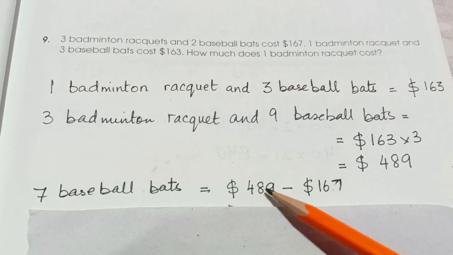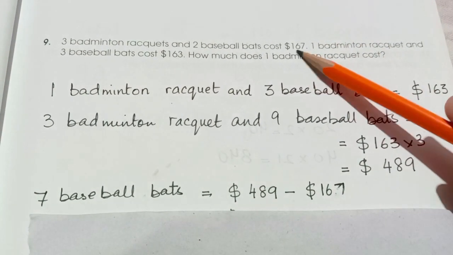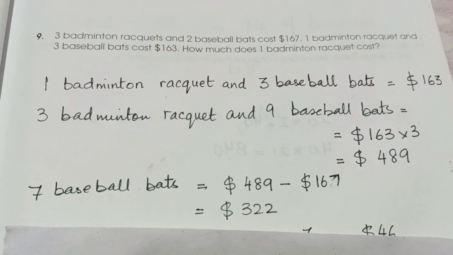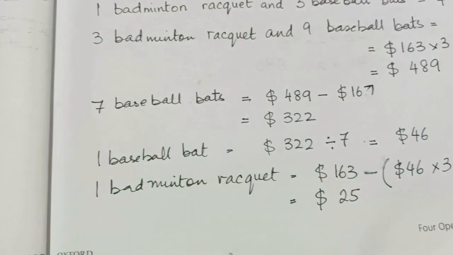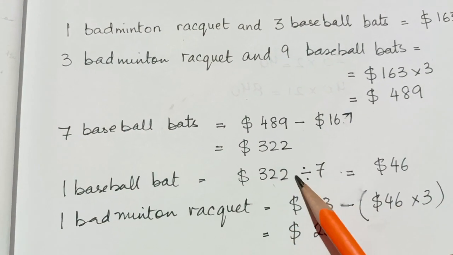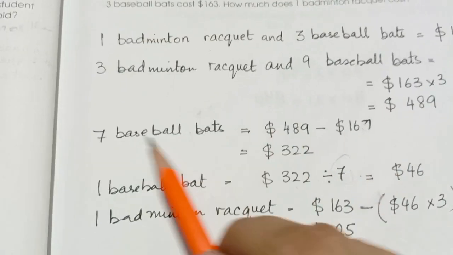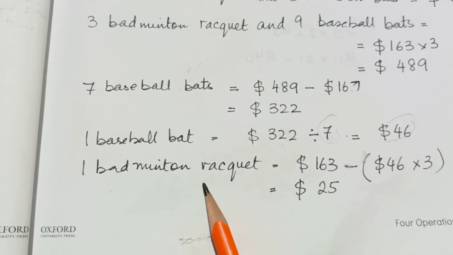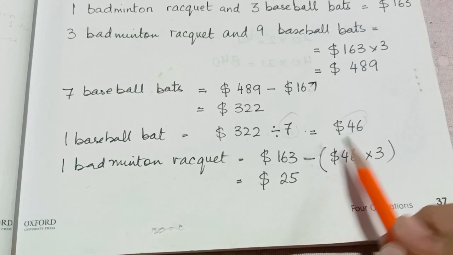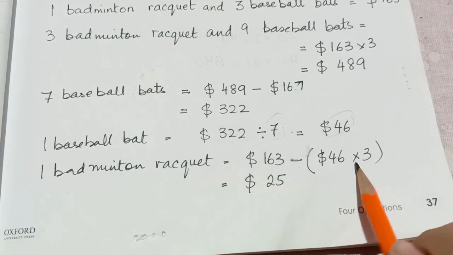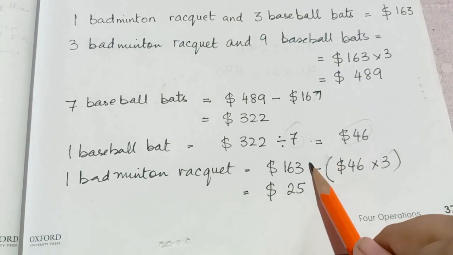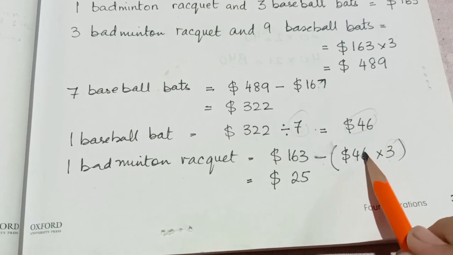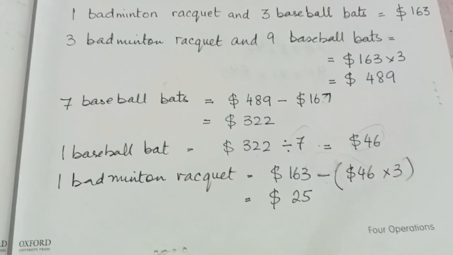So we have 489 minus 167, 322. Then we have 1 baseball bat, 322 divided by 7, 46. And the badminton racket is 163 minus 46 multiplied by 3. 163 minus, first we have to multiply 46 with 3, then we have to subtract it from 163.